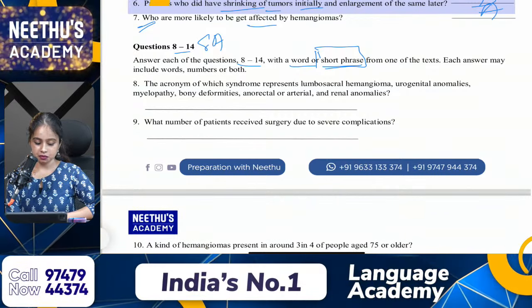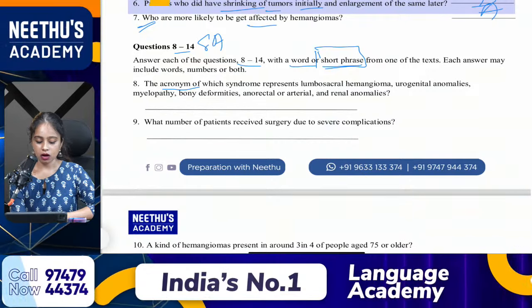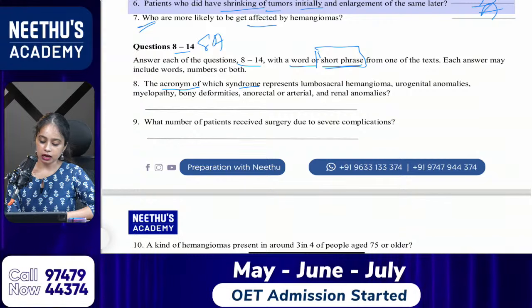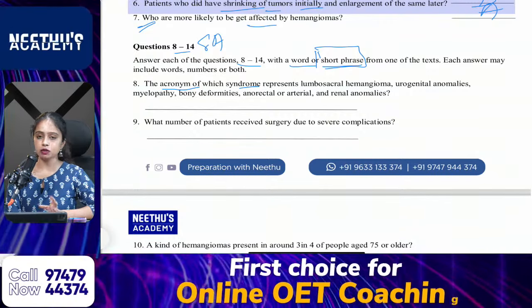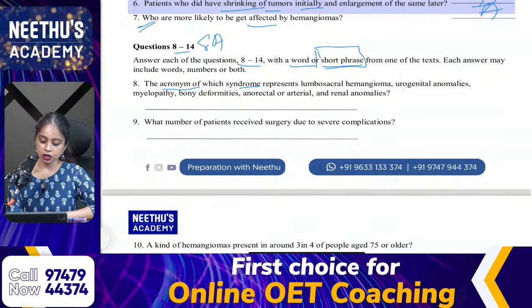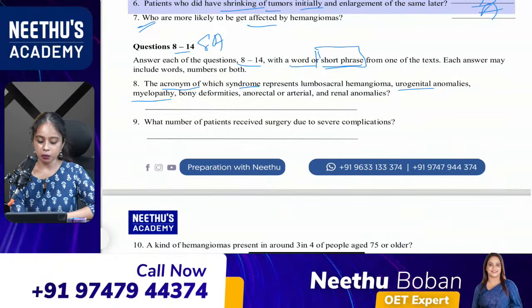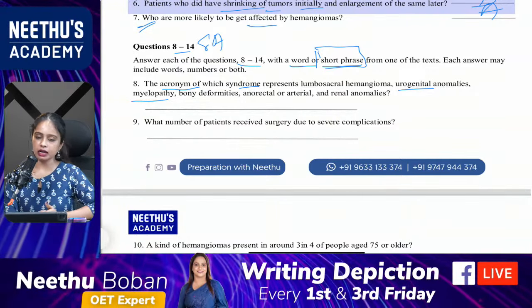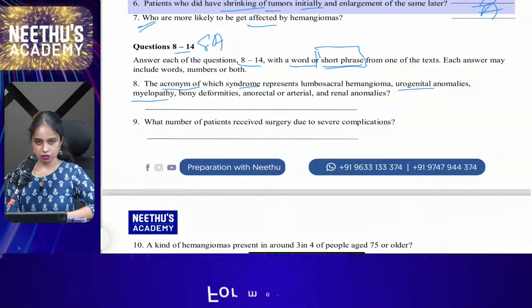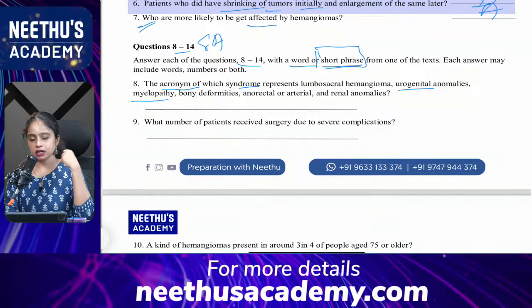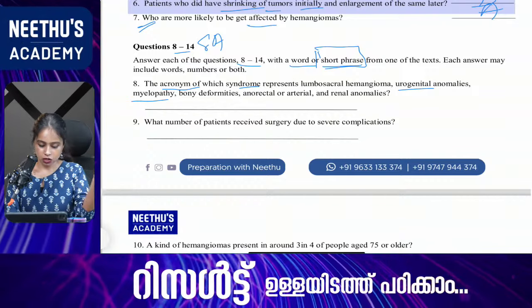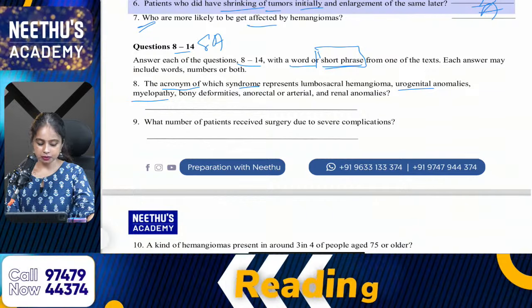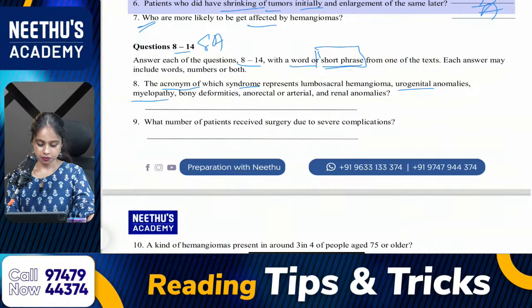First question: the acronym of which syndrome represents lumbosacral hemangioma and urogenital anomalies, myelopathy, bony deformities, anorectal or arterial and renal anomalies. So where is it mentioned? It is very easy to find the answer, right? Because it is all about the abbreviation, the acronym. So what is the correct answer? The 8th one.